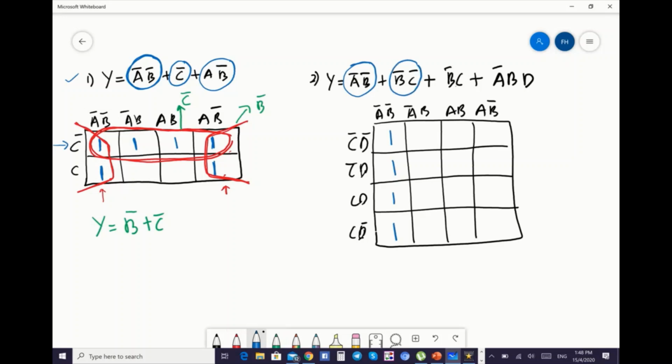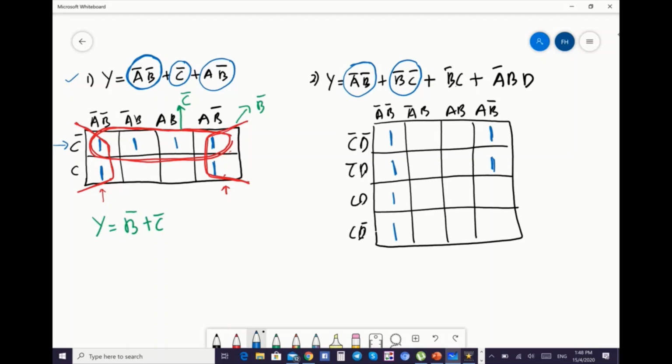Which cells have B bar and C bar? Here you have B bar and C bar. Here also you have B bar and C bar. This also has B bar and C bar. This cell also has B bar and C bar.